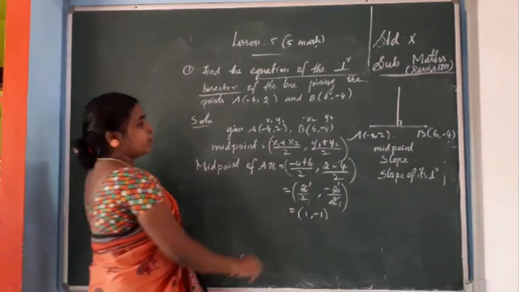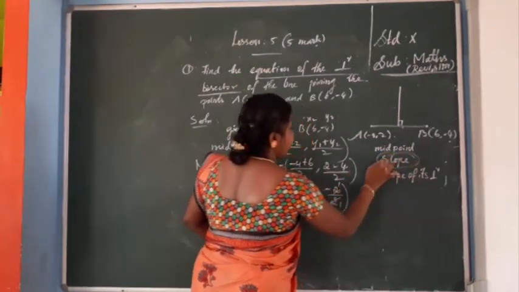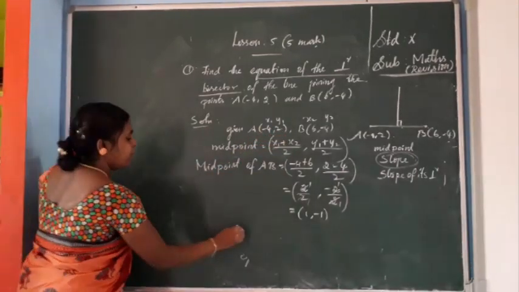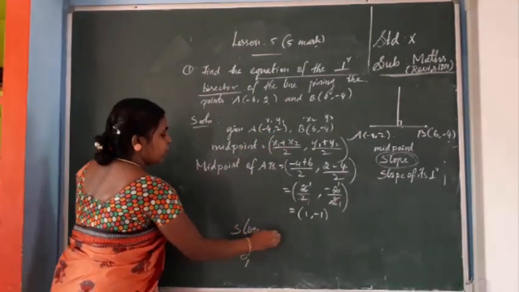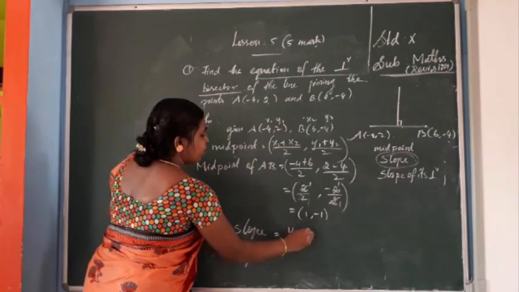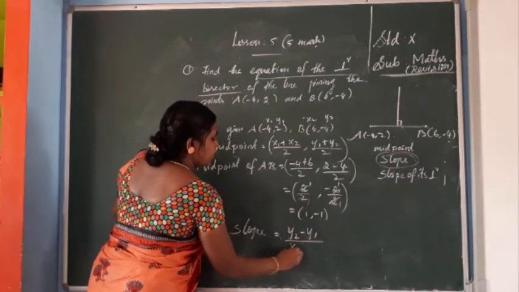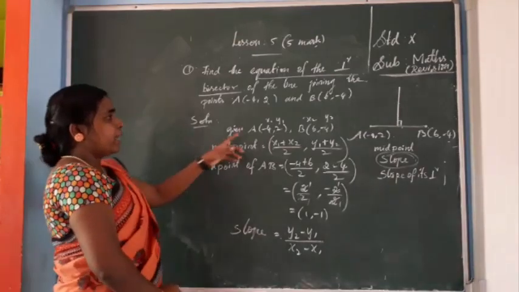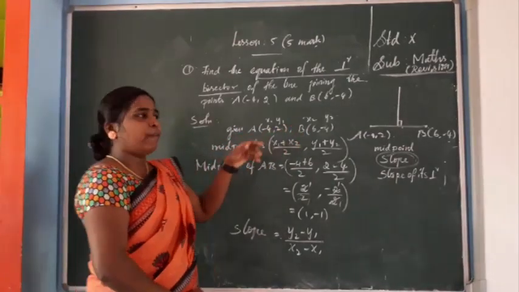Next, what do you want to find? The slope of AB. We know the two points, so what's the slope formula? Slope equal to y2 minus y1 by x2 minus x1. Here also the same x1, y1 and x2, y2.